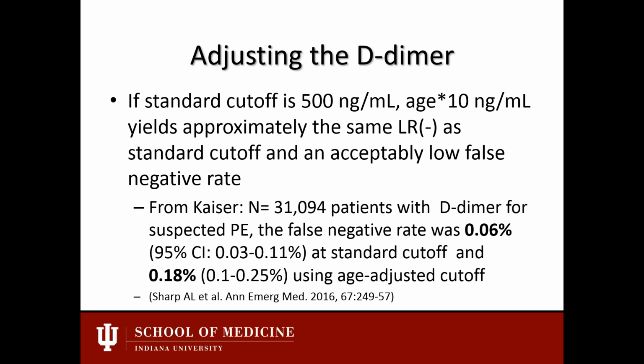And I like these real world data from the Kaiser system that looked at a large number of patients with D-dimer, over 30,000. And what they found was the false negative rate at the standard cutoff was extraordinarily low, 0.06%. And if you use the adjusted cutoff, it goes from an extraordinarily low to a very low probability that you're going to send a patient out with PE. And from my experience and everything that the meta-analyses have shown, this is a true statement. It is reasonable and prudent to send a patient home with an age-adjusted D-dimer.